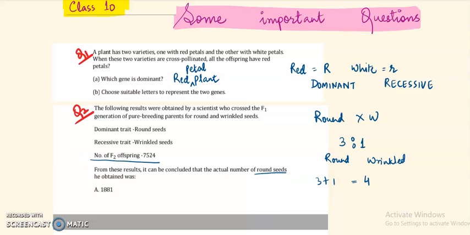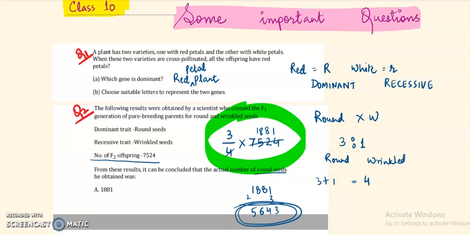They are asking just about round seeds, so that means 3 out of 4 will be round, and because they have given us the case of 7524, we would multiply it with this. Multiplying, you will get 5643. So that means the right answer would be 5643. These types of numericals seem difficult, but again I am saying they are very easy. You just need to apply this formula and you get the answer.